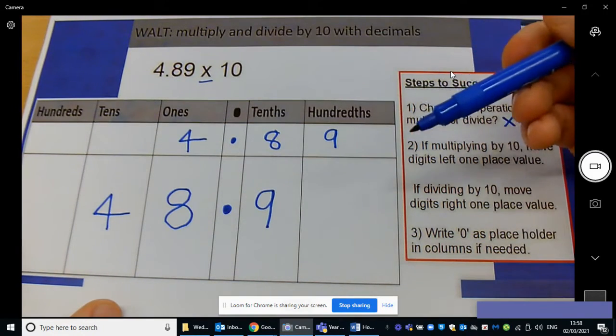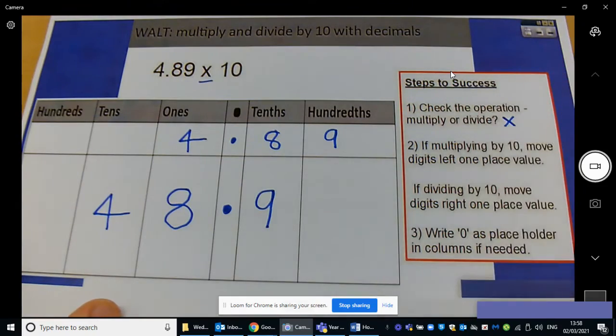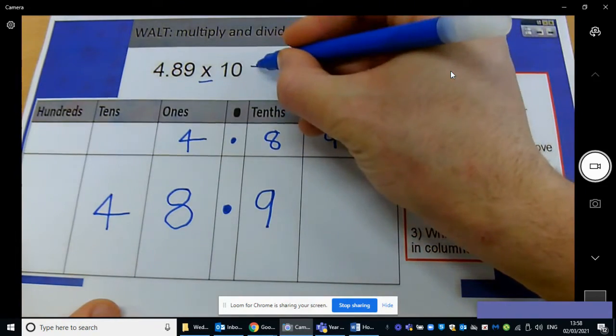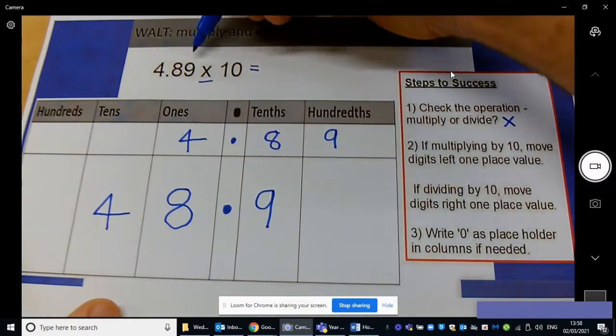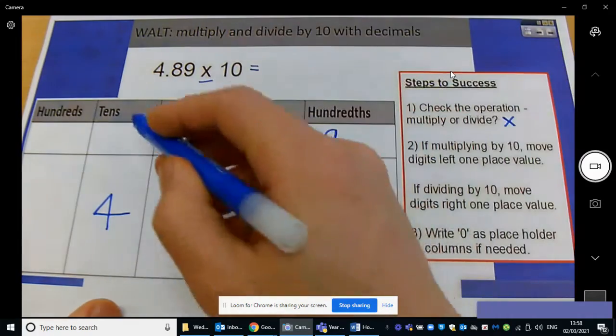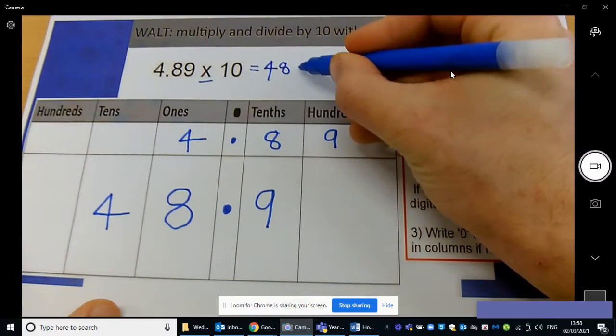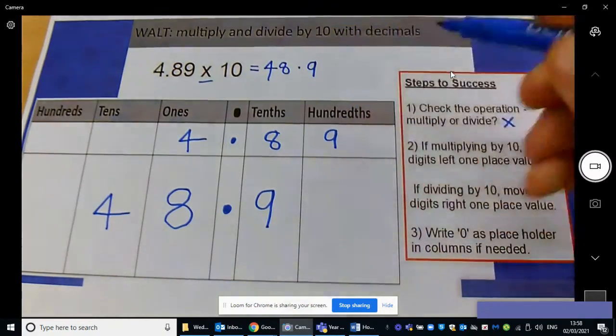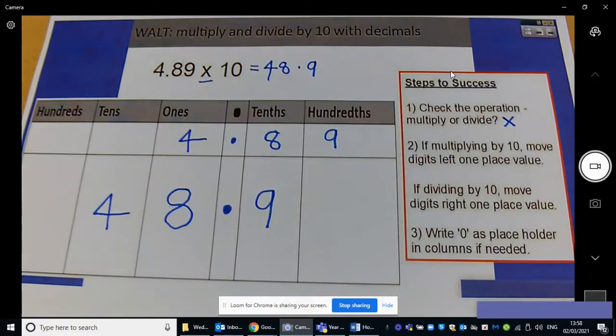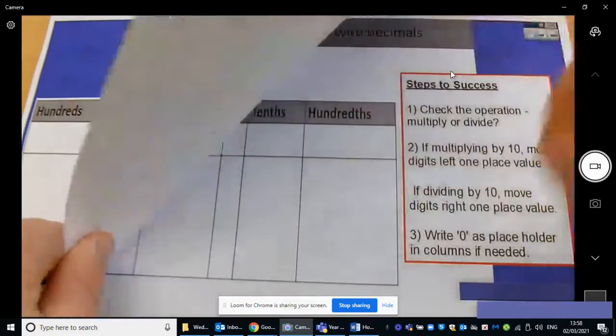Very good. Now, because we're multiplying by 10, am I expecting the number to get bigger or smaller than the original one? Of course, we're multiplying by 10, so we're expecting it to get bigger. Let's see if that's happened. So 4.89 multiplied by 10 is 48.9. Has it got bigger? Yes, it has. It's got 10 times bigger. Excellent job.